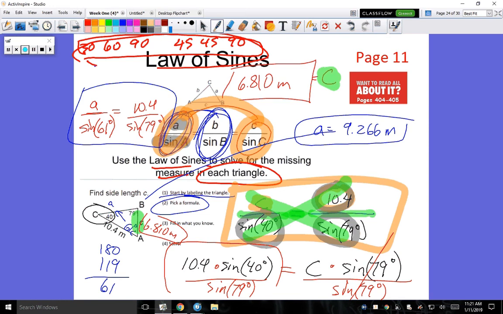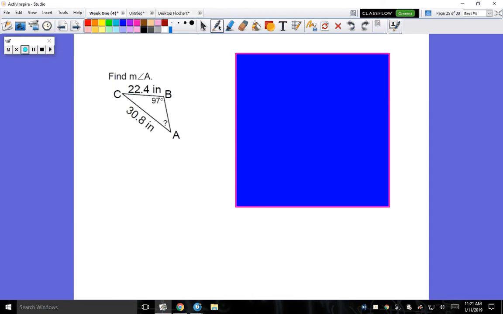Is the triangle solved? Yes or no? Yeah, it is. What does it mean when the triangle is completely solved? There's no values left to find. We found all the sides and we found all the angles. Done. Okay? So if you see a triangle and it says solved, that's what it means. And you'll see that on the quiz. Questions? Okay. So let's move on.